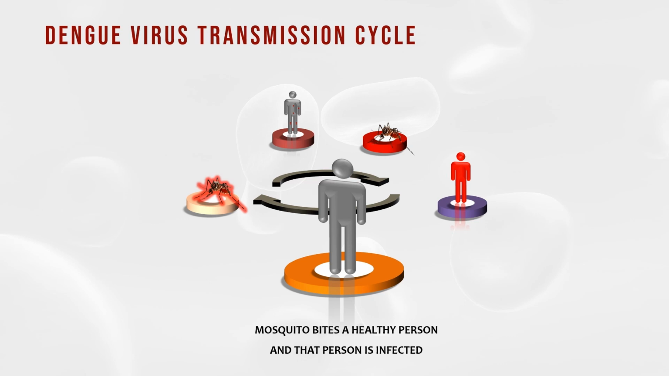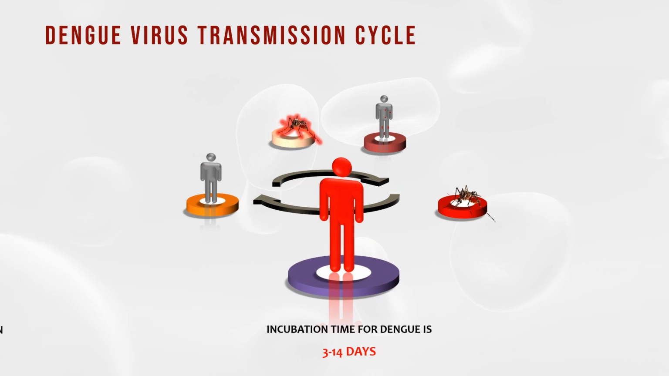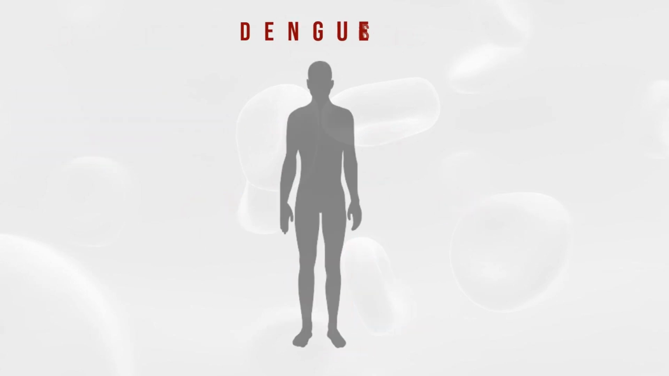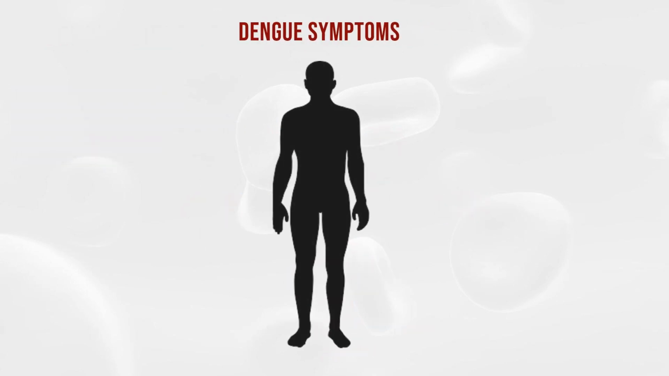The person infected will develop symptoms after a few days. The incubation time for dengue is 3 to 14 days. The infected mosquitoes can continue transmitting the virus to healthy people for their entire lifespan, which generally lasts for 3 to 4 weeks. Now, what are the dengue symptoms? How do we know if we have dengue?